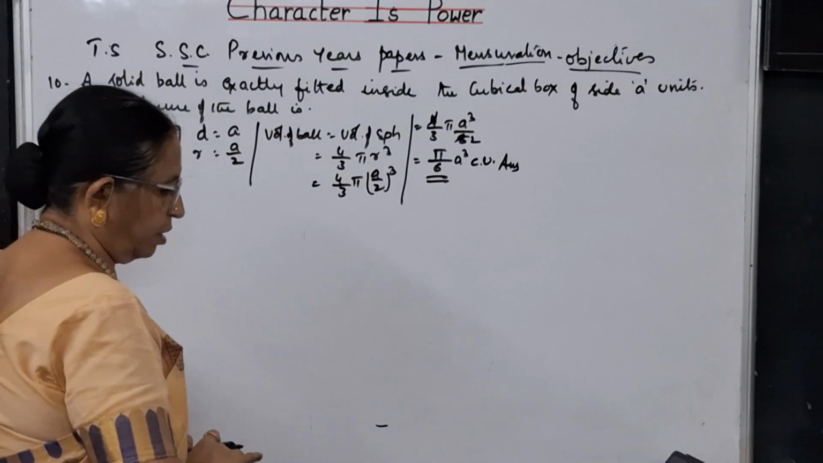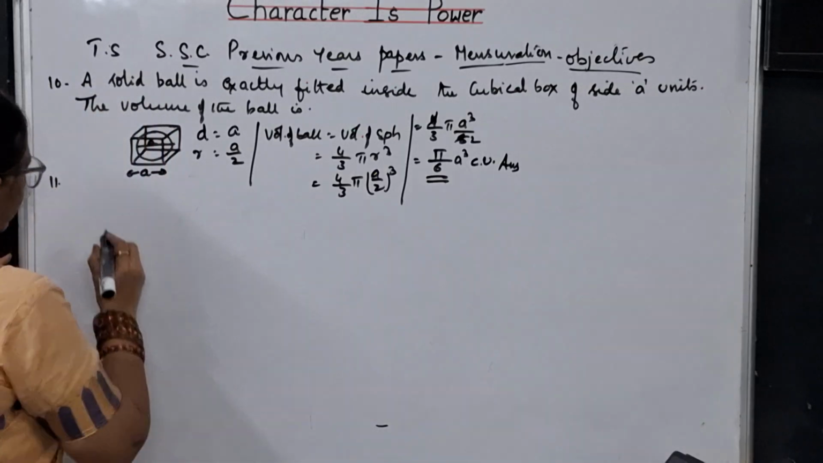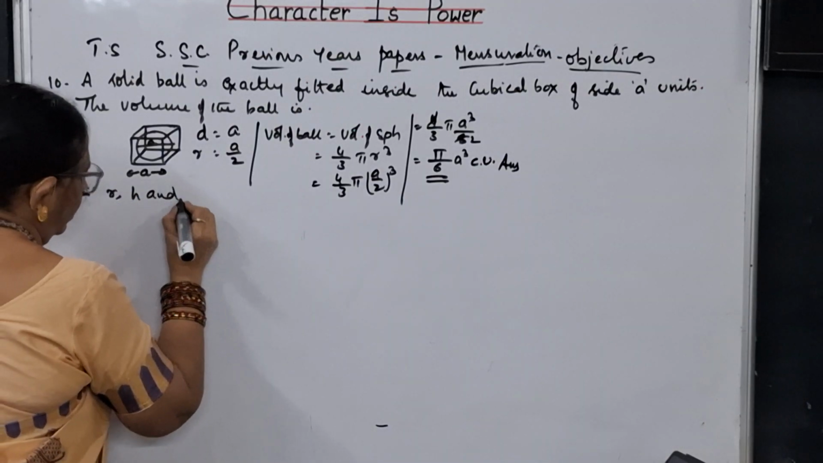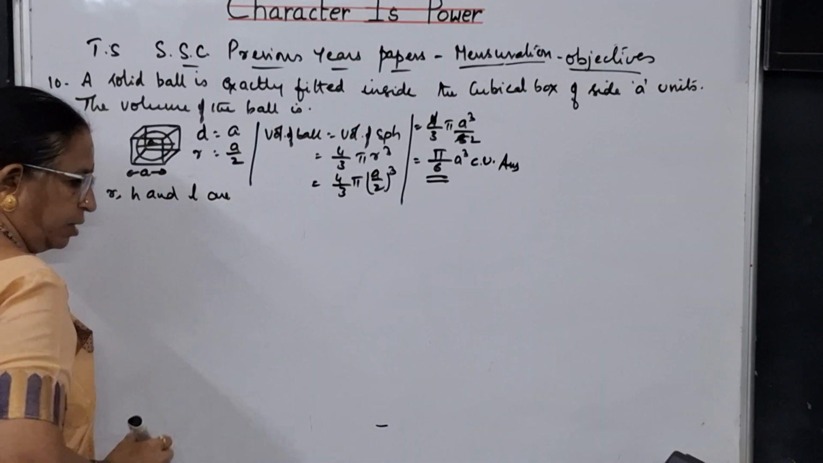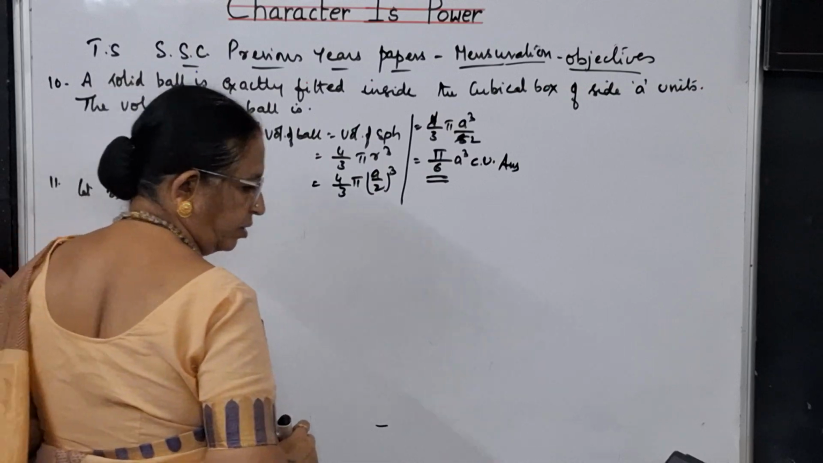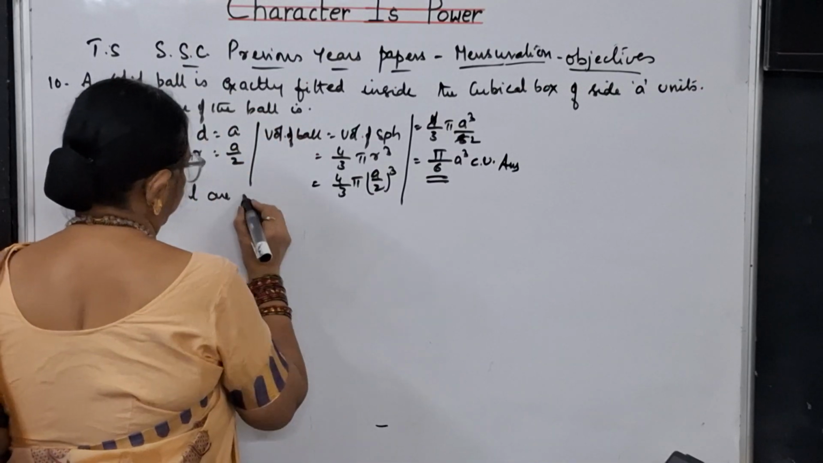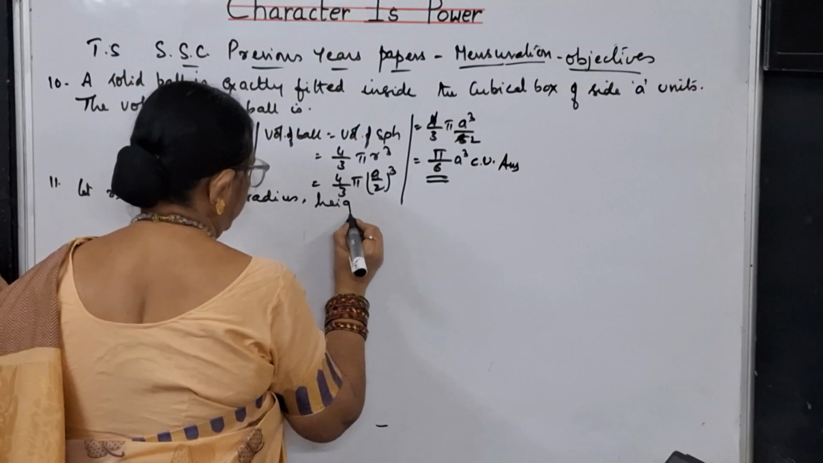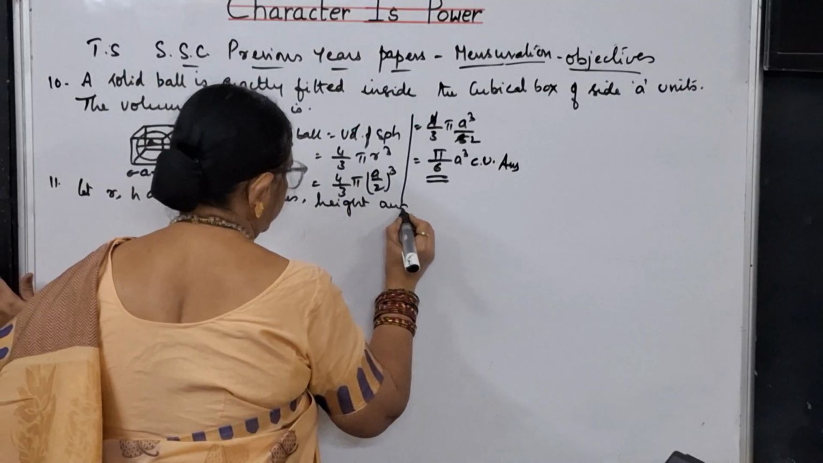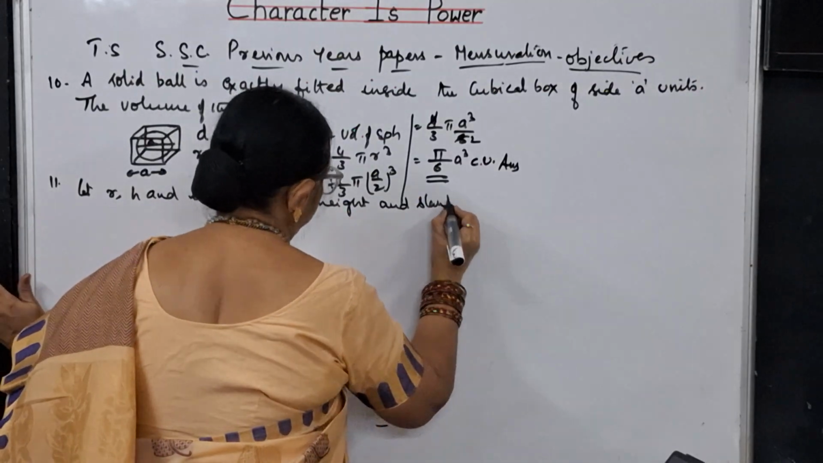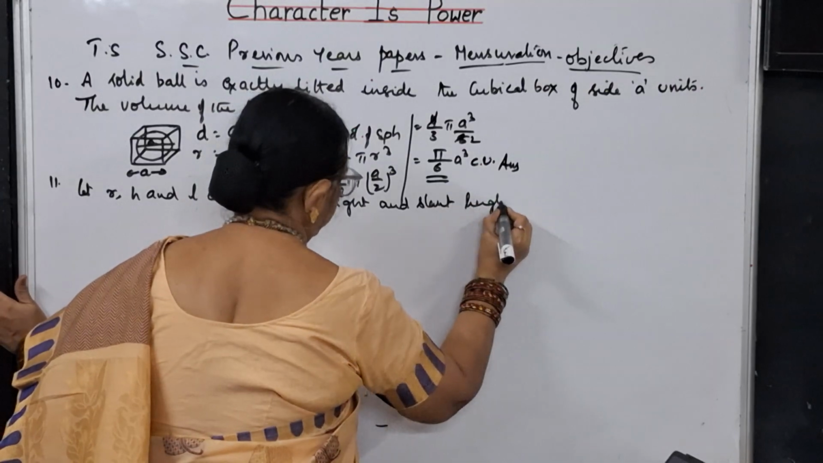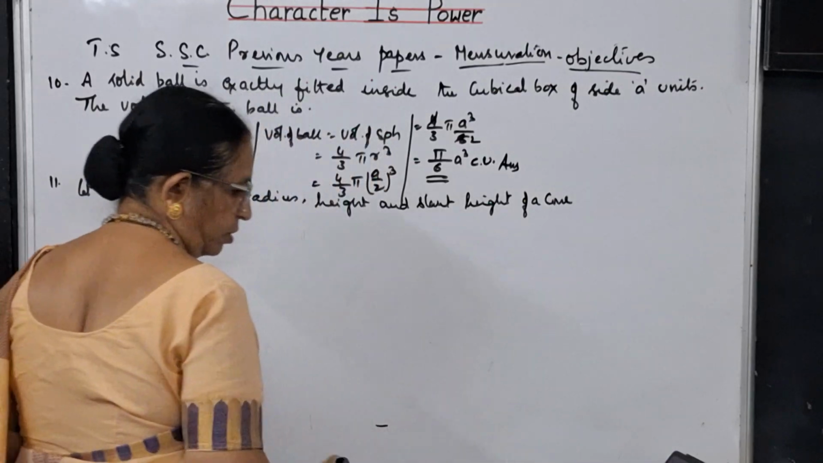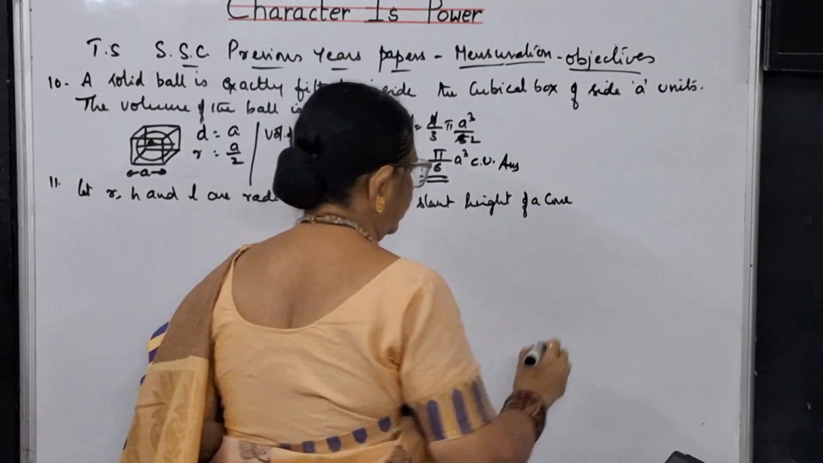11th one is, let R, H and L be the radius, height and slant height of a cone respectively.